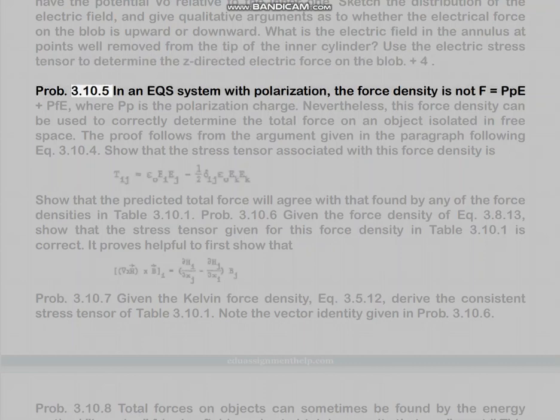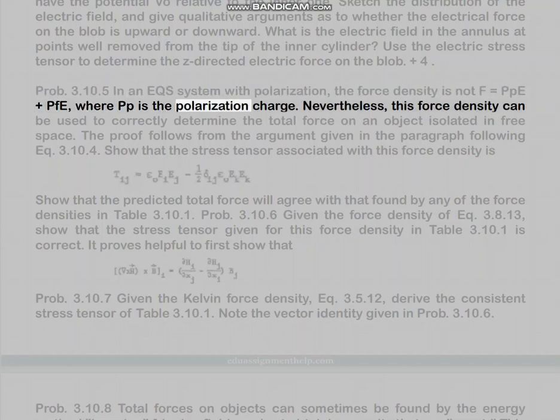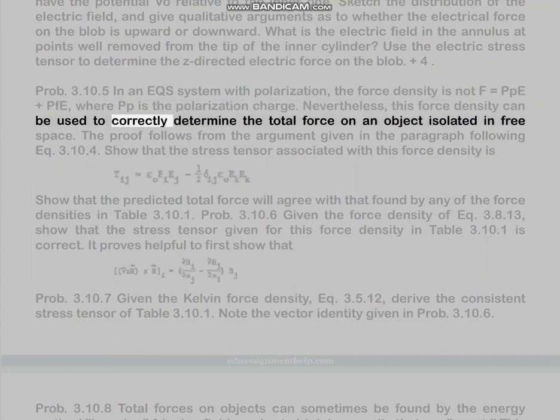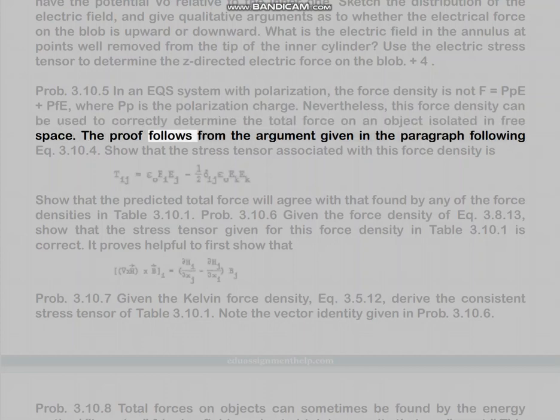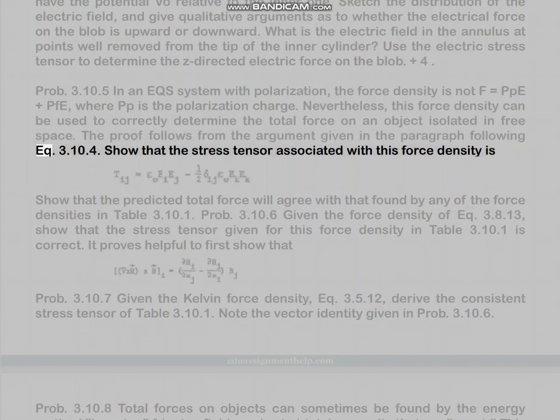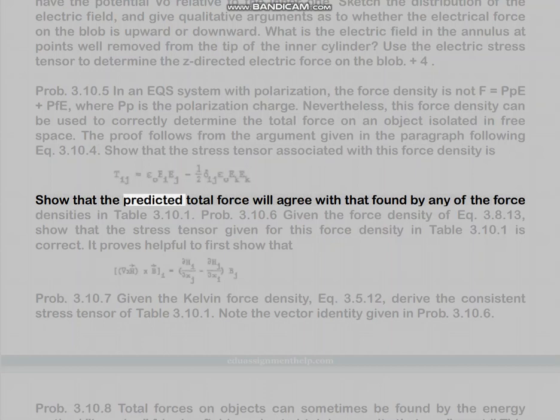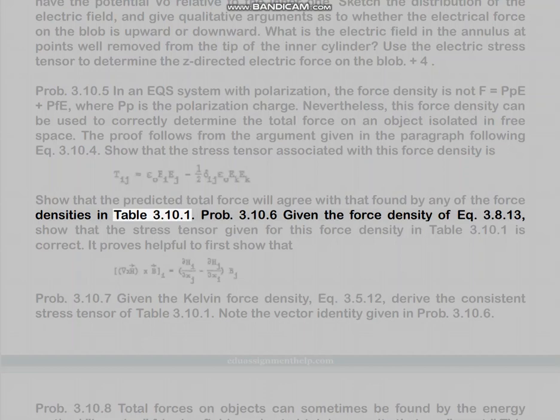Prob. 3.10.5: In an EQS system with polarization, the force density is not F equals rho E plus rho P, where rho P is the polarization charge. Nevertheless, this force density can be used to correctly determine the total force on an object isolated in free space. The proof follows from the argument given in the paragraph following Eq. 3.10.4. Show that the stress tensor associated with this force density is the following. Show that the predicted total force will agree with that found by any of the force densities in Table 3.10.1.